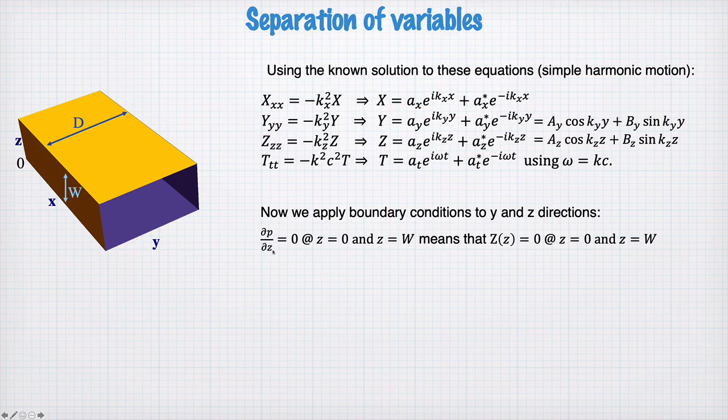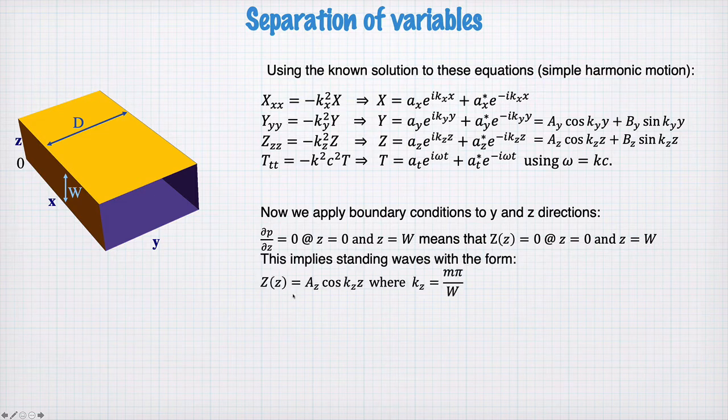So remember, the boundary condition for the z direction was that at z equal to 0 and z equal to w, the derivative in the z direction of this function is equal to 0. So the function of z is this cosine and sine function. If we take derivatives in z and then require that derivative to be equal to 0 at these two positions of z, this implies the function must be a standing wave that has this form here. It must be a cosine function of kz times z, where kz must be equal to integer multiples of pi divided by w. So m is an integer.